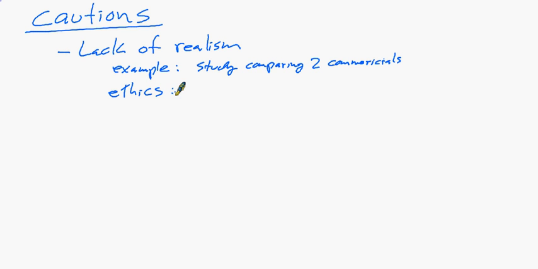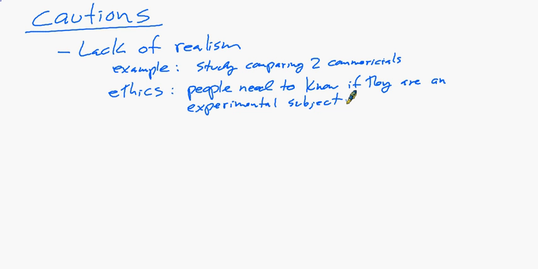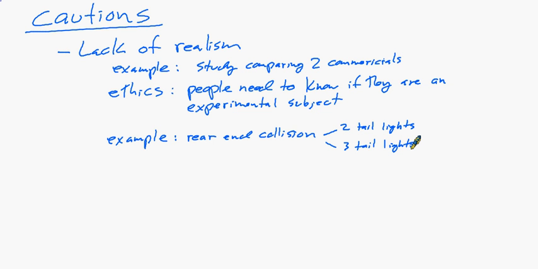Right? Well, ethics. People need to know if they are an experimental subject. It's different than an observational study. People can be observed, and that's not much of an ethical issue, more or less. But if you're applying a treatment, some kind of experimental condition on someone, they need to know, and they need to accept what they're being subjected to. So that gets a little tricky sometimes.